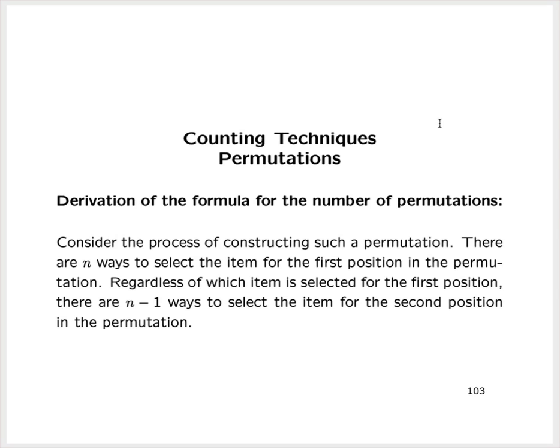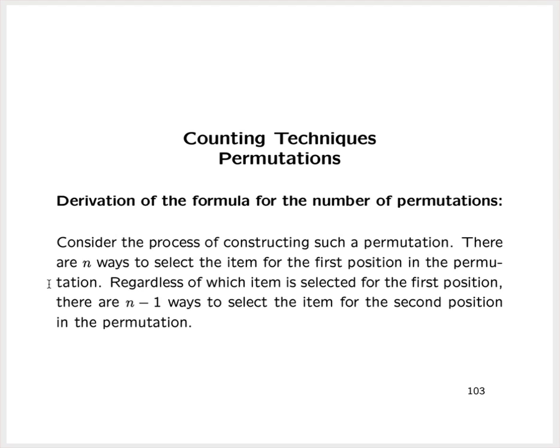So consider the process of constructing such a permutation. Now, there are n ways to select the item for the first position in the permutation. Let me just stop here and say that when we think about constructing a permutation of n objects taken r at a time, think of r slots that we have to fill. If we were in class in person, I would probably get up on the board and draw r lines or slots on the whiteboard.